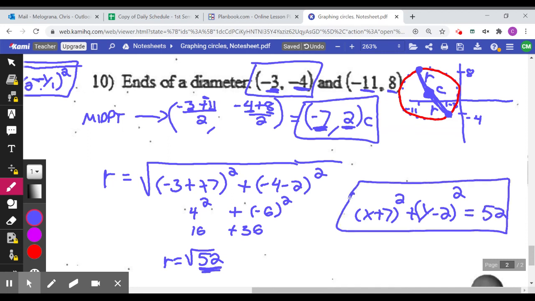All right. So you see how the last two you had to do a little bit more work. We use the distance formula in there for both, and then we also use the midpoint formula in there for number 10. All right, but main thing, you want to get the center and you want to get the radius, and then you can put it in standard form.